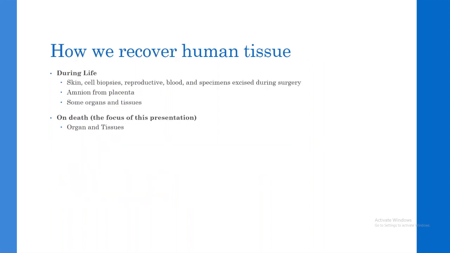So you can become a donor both when you are alive or when you are dead. We're going to focus on death today, which is cadaveric donation. But just for your reference, you can become a donor right now. And you can donate things like blood or reproductive materials, sperm and eggs, or even a kidney.